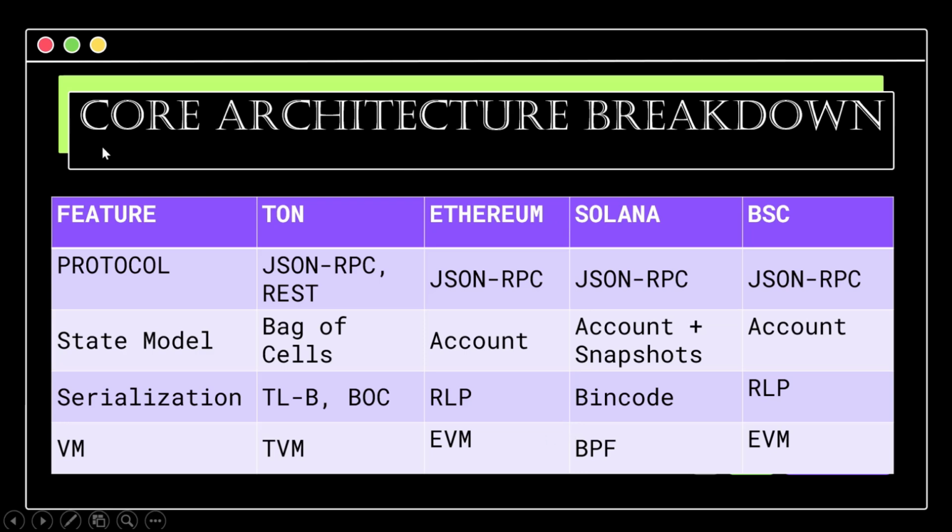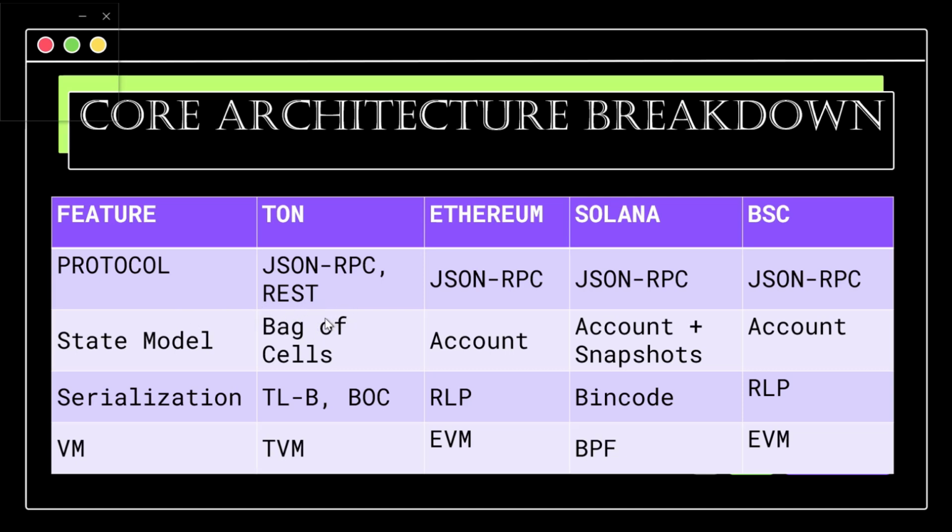The core architecture breakdown. Now, I made a table that compares low-level chain design, protocols, state models, serialization formats, and virtual machines, highlighting the foundational technical differences between TON, Ethereum, Solana, and BSC at the architectural level. Here is the breakdown.